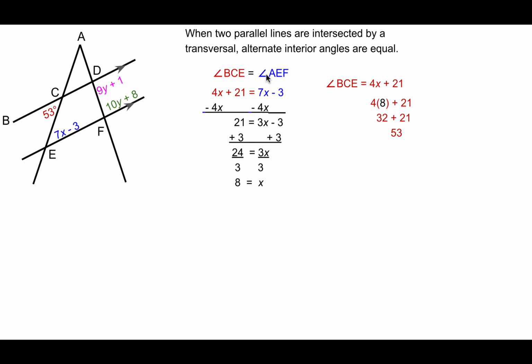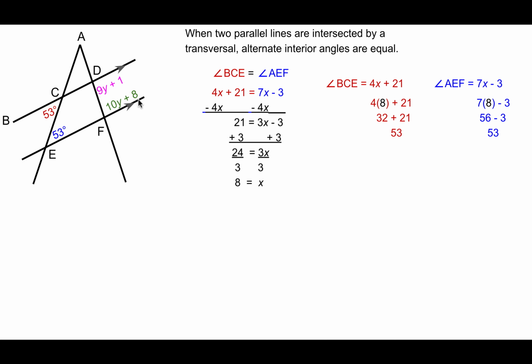Now let's look at angle AEF, which is 7x minus 3. Now remember, it should also be 53 because alternate interior angles are equal. Again, we're going to replace the x with 8. 7 multiplied by 8 is 56, and the difference of 56 and 3 is 53. So it checks out.